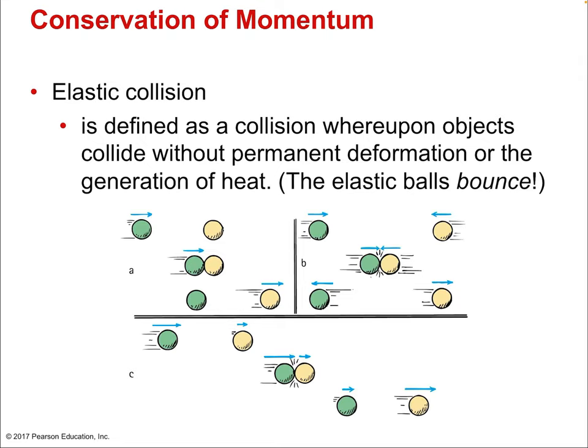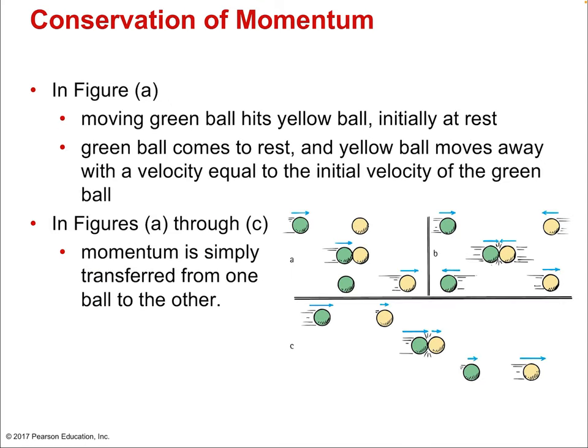Okay, so let's describe each type, the elastic and inelastic collisions. The elastic collision is defined as the collision whereupon objects collide without permanent deformation or generation of heat. That means that there is no loss of energy. Again, getting ahead a little bit because we haven't really defined energy yet, but we will soon. So just hold that thought, no loss of energy. But that's implied, right? Because we're saying that nothing's happening. It's a perfect collision in a sense. Very rigid balls would behave this way, okay?